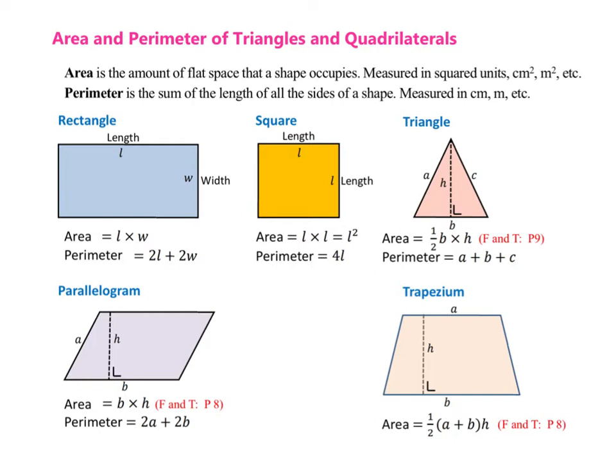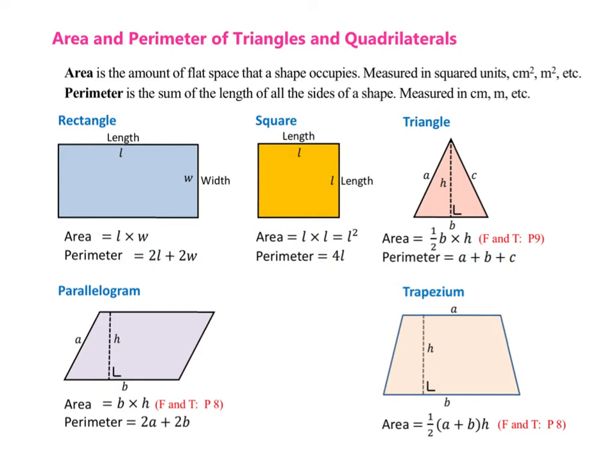Perimeter then is the sum of the length of all of the sides of the shape. Sum means addition, you add them all together. So for a rectangle, you do the length by the width, or you add the length, the width, the length and the width for the perimeter. For the area of a square, you're just multiplying the length by the length, or adding the length 4 times for the perimeter.